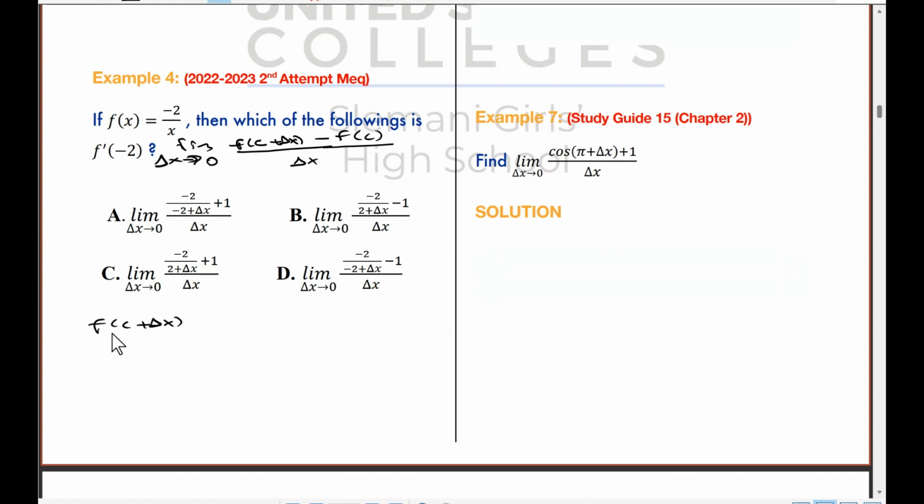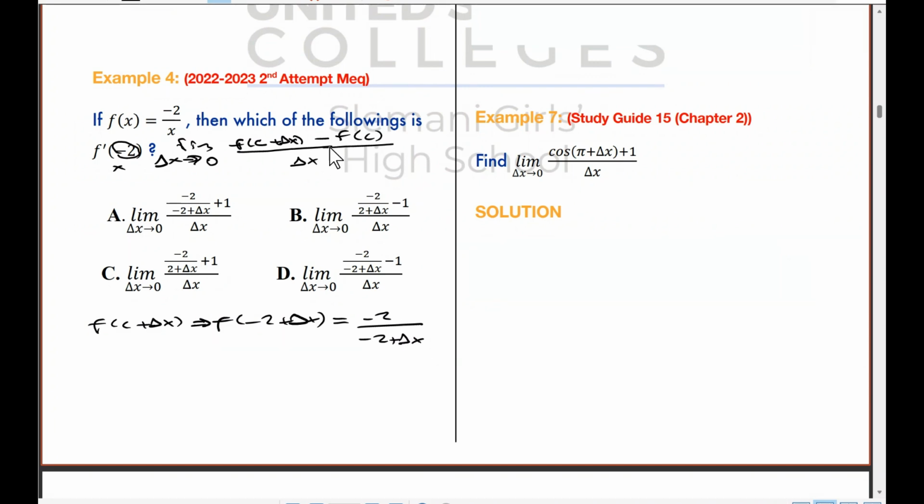What is c first? Our c is given as minus 2. The value of the x in the question is given as minus 2. So we are looking for f of minus 2 plus delta x. So all you have to do is evaluate the function at minus 2 plus delta x here. So your x becomes minus 2 plus delta x, which is equal to negative 2 over minus 2 plus delta x. This is evaluating functions, chapter 1 section 3.